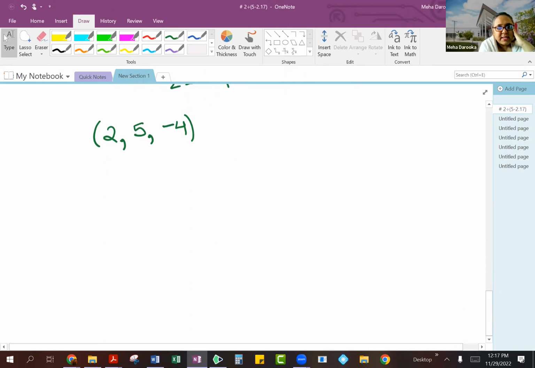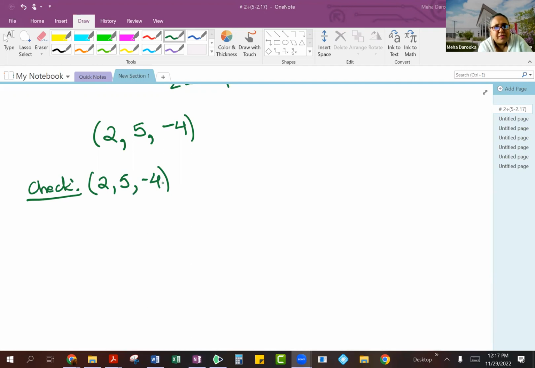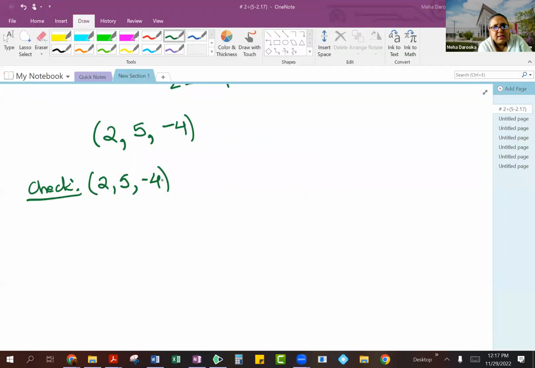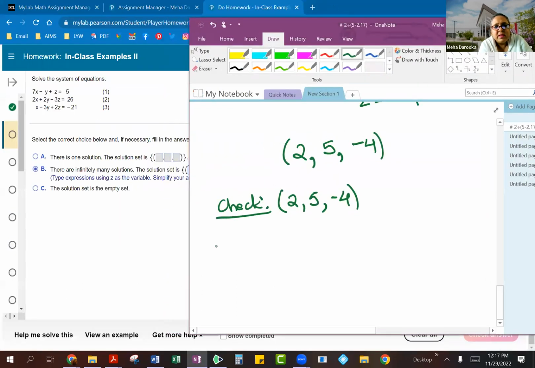All right, Jen, I see your answer. Perfect. So the last thing you really want to do is just check and make sure this will be a solution for all 3 of our original equations. So for the first one, we had 7x minus y plus z equals 5.